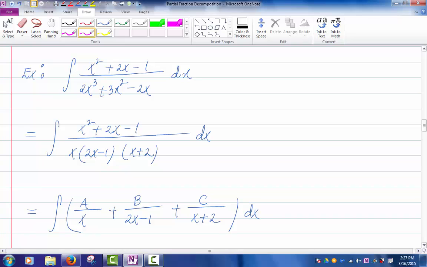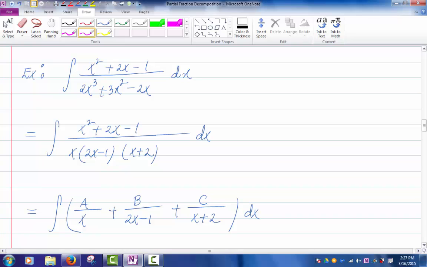Even before I started doing this, I have to make sure my fraction is proper. Is it proper? Yes, because the degree of the denominator is bigger than the degree of the numerator. So you have to make sure it's proper. Okay, once I have this, then I can write down the partial fraction decomposition.